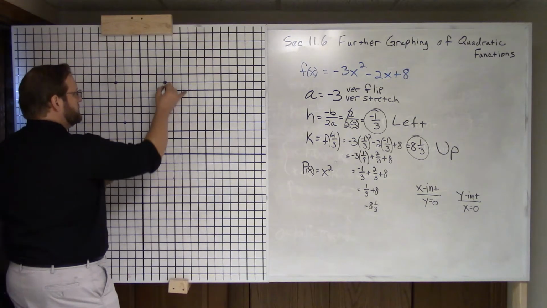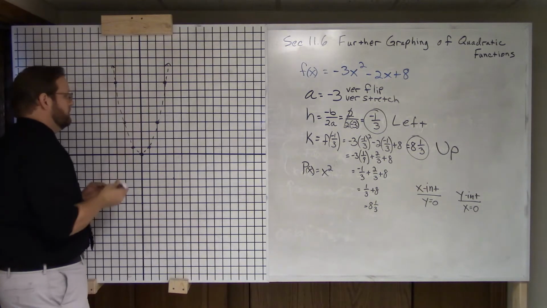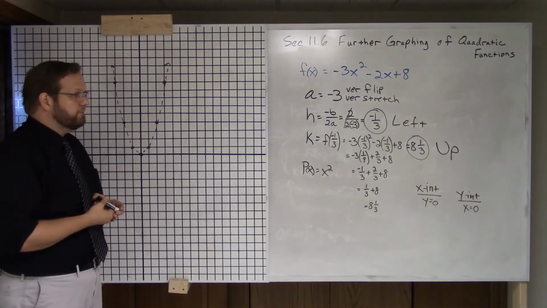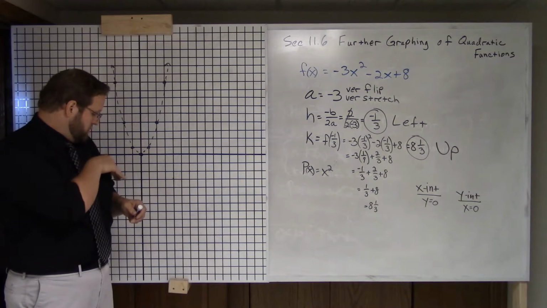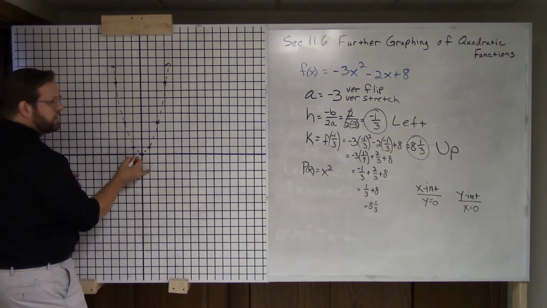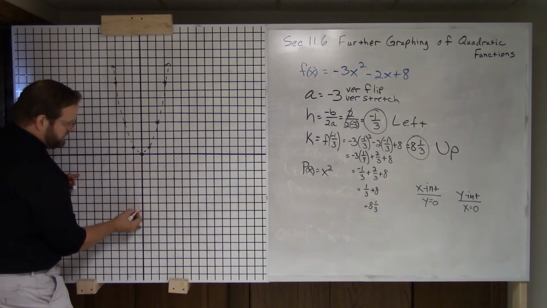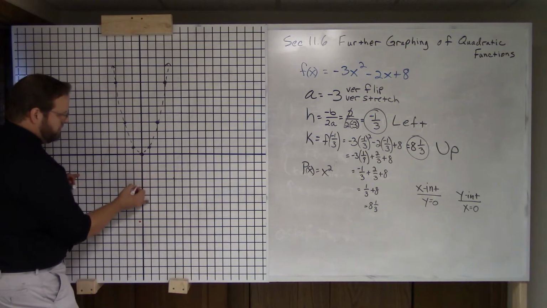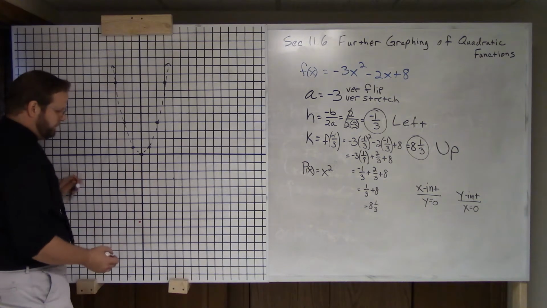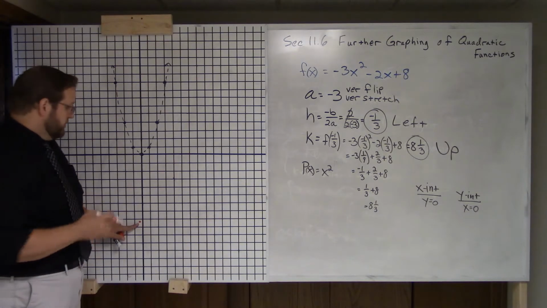Dashed curve, just to show that this is a guideline as opposed to the actual graph. I'm going to start with my vertex. So I'm going to go 1/3 left and then down 8 1/3. So 1, 2, 3, 4, 5, 6, 7, 8. And I end up in this like little corner there. So let me check that one more time. 2, 4, 6, 8 1/3. Okay, this position is going to be very crucial. So there's my new vertex.